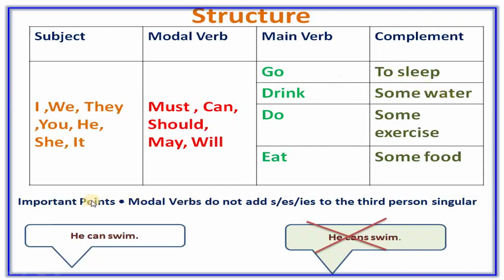But here one note is there. Modal verbs do not add s, es or ies to the third person singular. If it is a third person singular, no need to add s, es or ies to the modal verb. For example, he can swim is the right one. He cans swim is not a correct one. That's why it's wrong. So no need to add s, es or ies to modals.